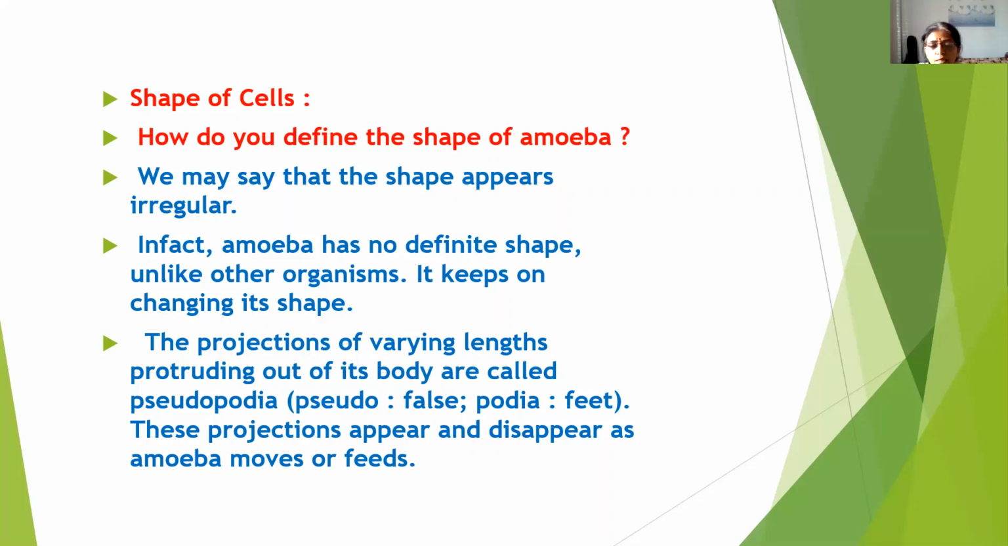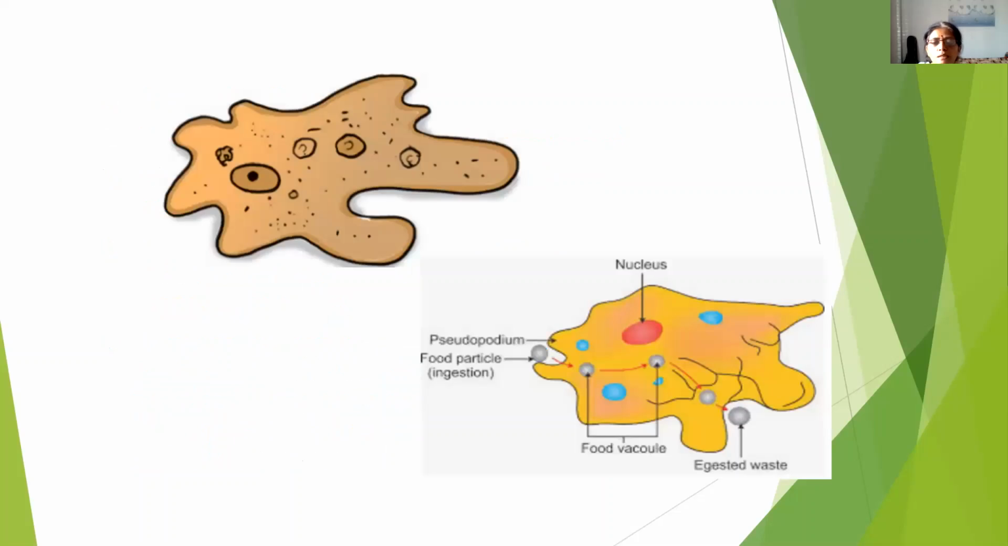And if it finds any food, its projections appear, so that with the help of pseudopodia it moves and feeds. So what is this? Identify the given figure, given diagram. This is amoeba. See this projection, protrusion, what we call pseudopodia. Amoeba uses its pseudopodia for its movement as well as for feeding. When it finds any food particle, the projections get elongated and it covers that food particle and then engulfs it.